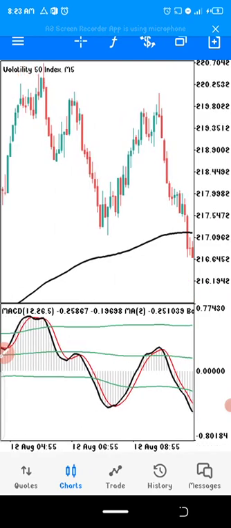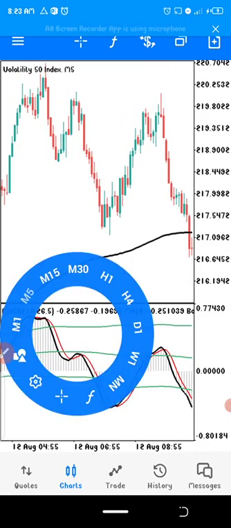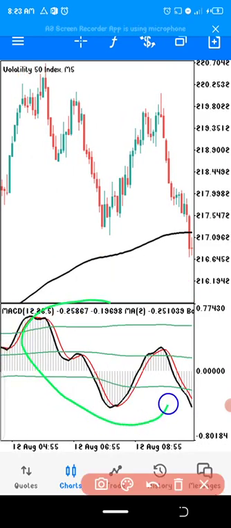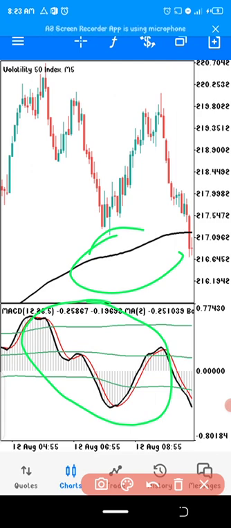So how does the strategy work? You can see right here we have these indicators, and we're going to be fully using them. We have an indicator on the chart as well. The indicator on the chart is the 200 moving average, while the indicator below comprises the MACD, the moving average, and the Bollinger Band.